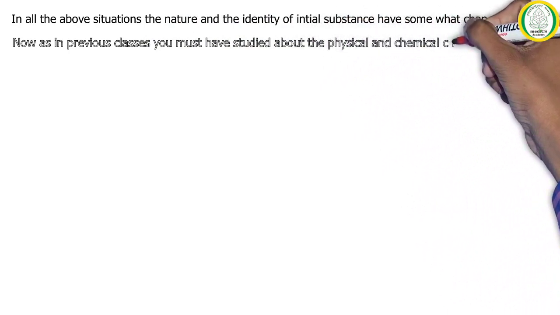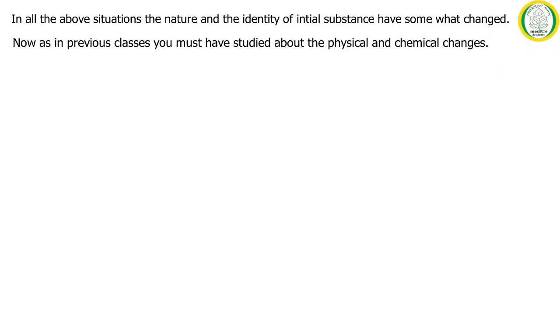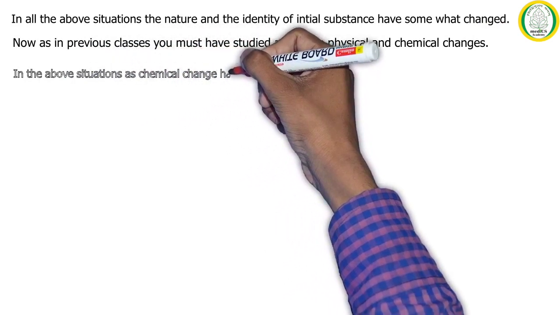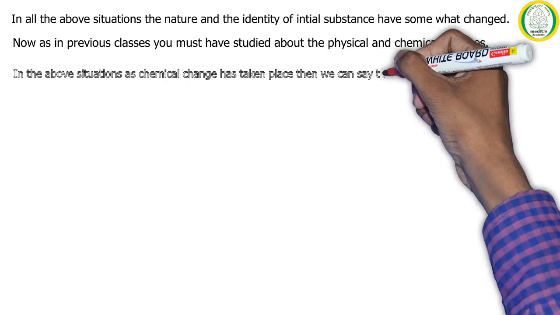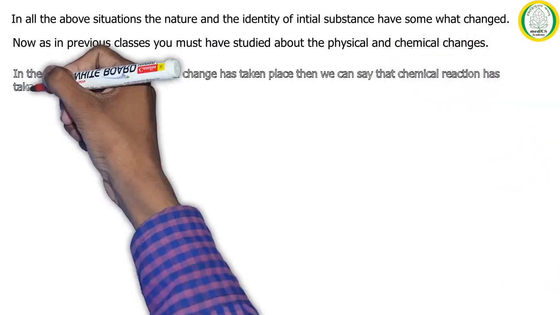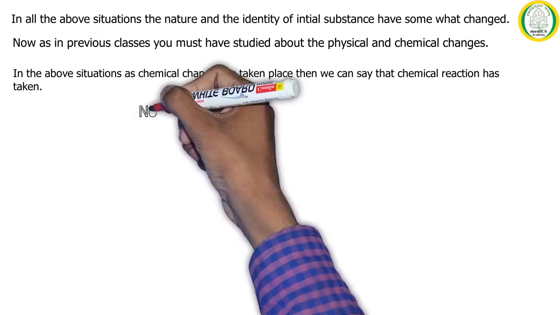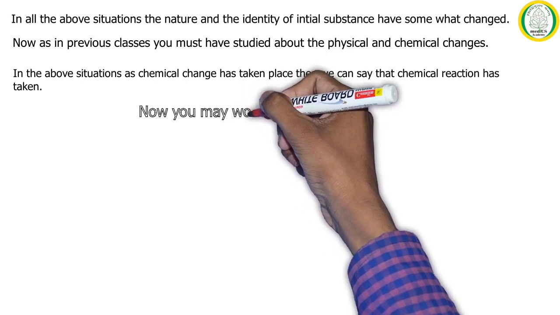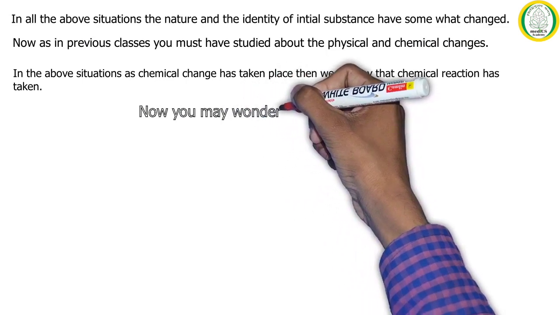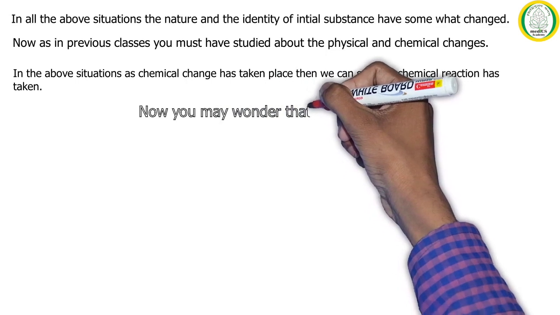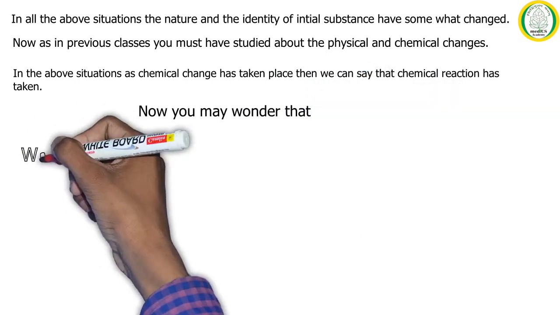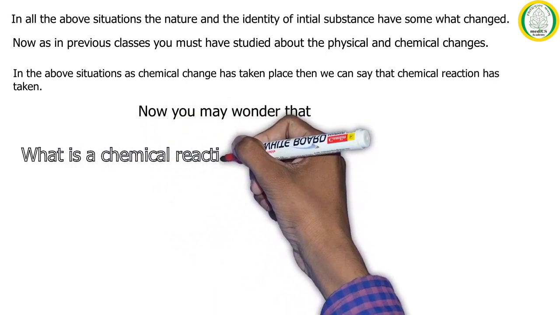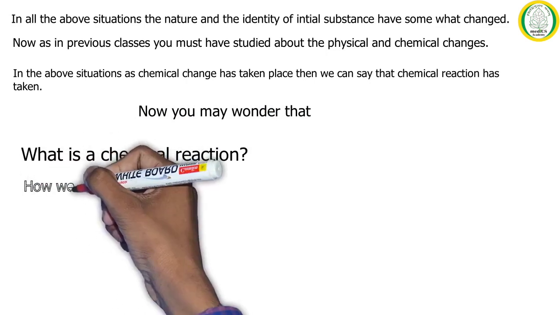Now, in previous classes, you must have studied about physical and chemical changes. So, in the above situations, as chemical changes have taken place, we can say that a chemical reaction has taken place. Now, you may wonder, what is a chemical reaction? How do we know that a chemical reaction has taken place?